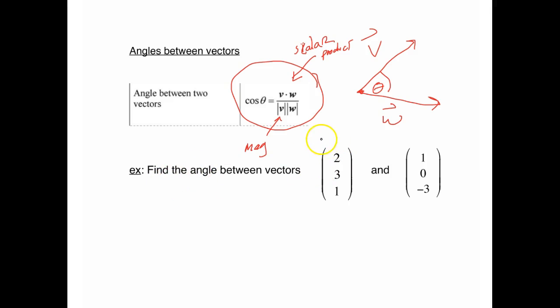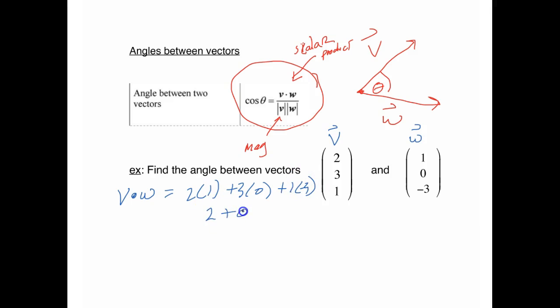So let's just make one of them v, the other one w. It doesn't matter which one's which. And let's just find those couple of things. So first I'm going to need the dot product of v and w. Alright, so that's what's multiply across. Multiply the corresponding parts. So 2 times 1 plus 3 times 0 plus 1 times -3.